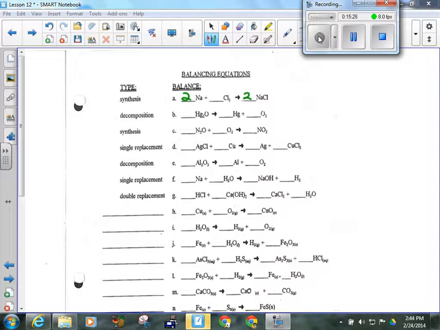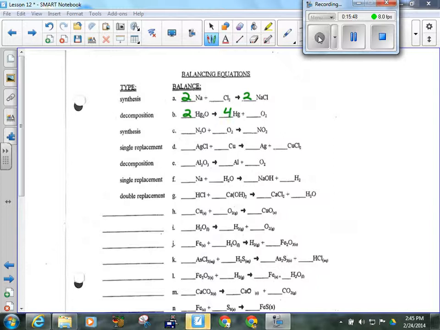On our second one, we got something breaking down into its two elements. There's 2 mercury on this side, but only 1 over here. Our other problem is that there's 2 oxygen over here, and only 1 over here. So if I put a 2 here, that'll give me how many mercury?